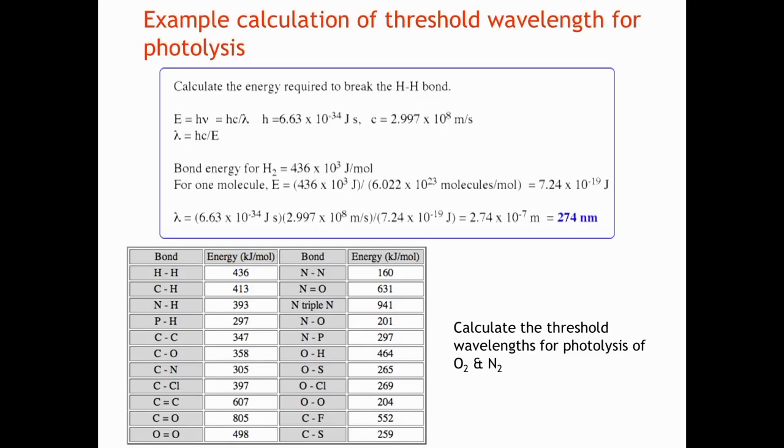So who are the quick ones? Who can tell me what the threshold wavelengths are for oxygen and nitrogen? Can anyone spend a little time and do those calculations for oxygen and nitrogen? Have you got your calculators with you? So there's a table of the bond energies. I'll give you a couple of minutes. Shout out if anybody's done the calculation.